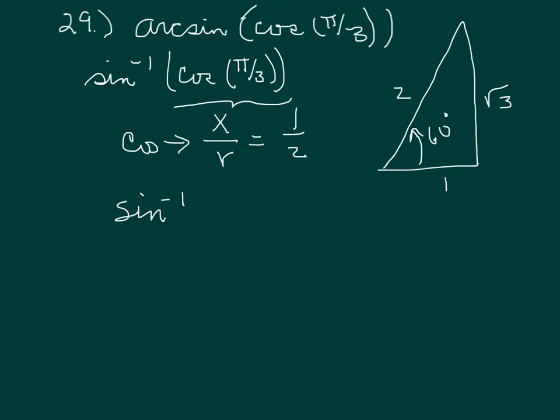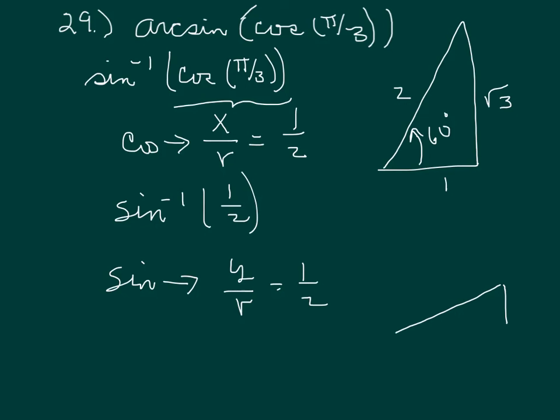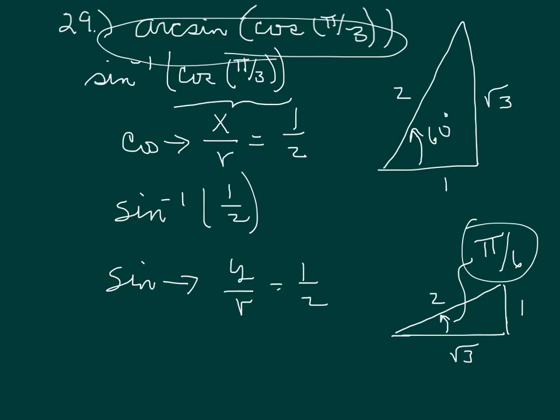Now I'm left with the inverse sine of 1/2. Read this as return the angle whose sine is 1/2. The sine is going to be y over r. So if this is 1/2, it says y is equal to 1, r is equal to 2. That means x is the square root of 3. This is one of the triangles we learned, and we know that is 30 degrees or pi over 6. So the arcsine of the cosine of pi over 3 is pi over 6.